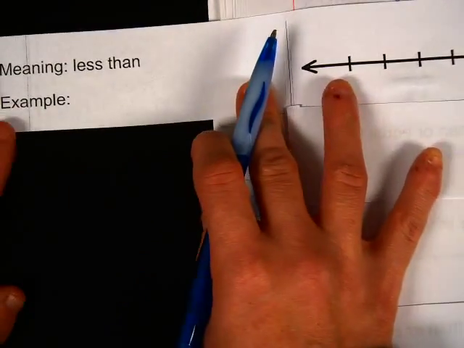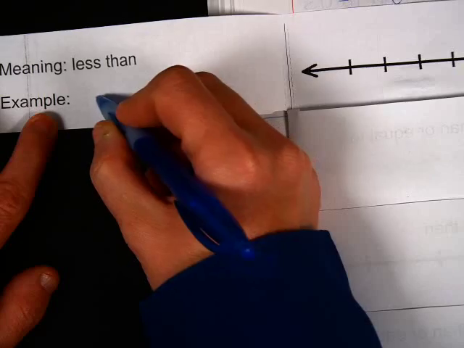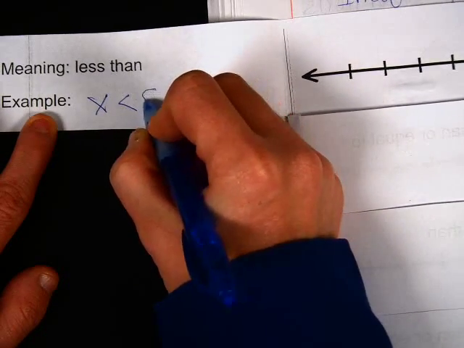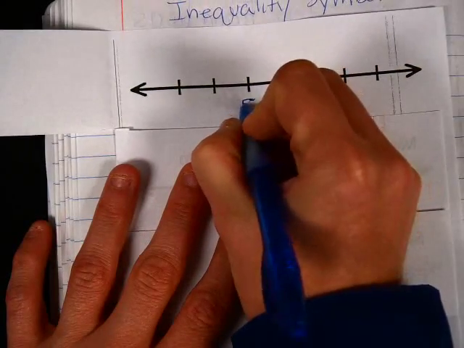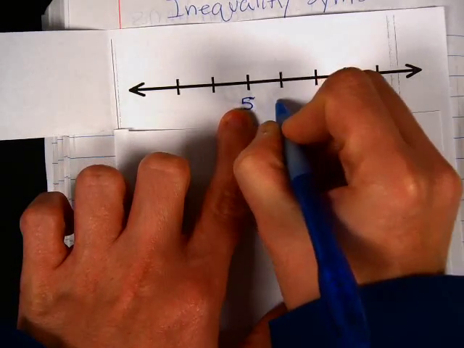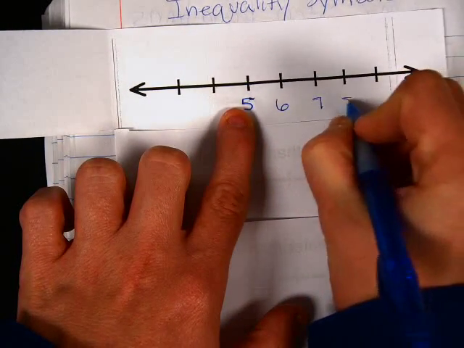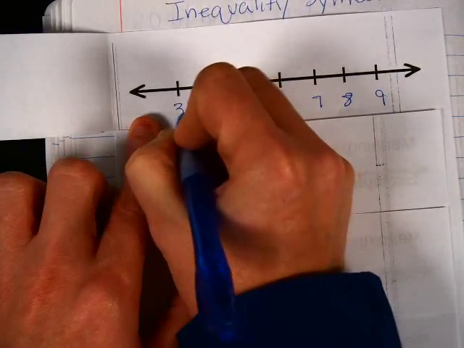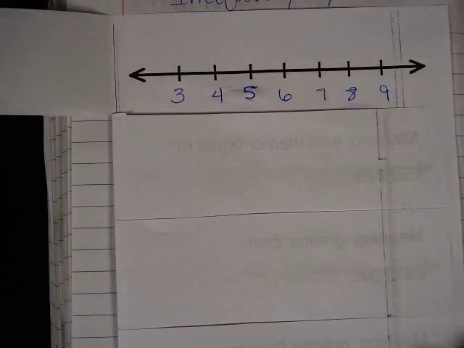So let's do an example. I'm going to say x is less than 5. Okay, so I'm going to go to my number line. x is less than 5. So let's put 5 right here. And we're going to just fill in the rest of the number line. 5, 6, 7, 8, 9, and then go backwards, 4, 3. Doesn't matter where I start.